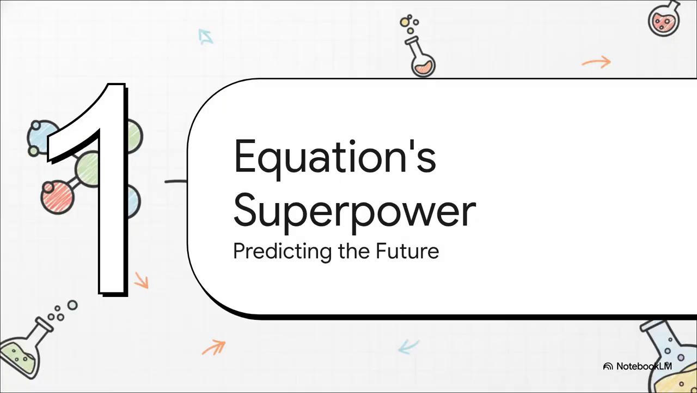Okay, so why do we even bother with all this? What's the point of all this balancing? Well, it's because once an equation is balanced, it gets a kind of superpower. It's no longer just a description of something that happened. It becomes a powerful tool that lets you predict what will happen.